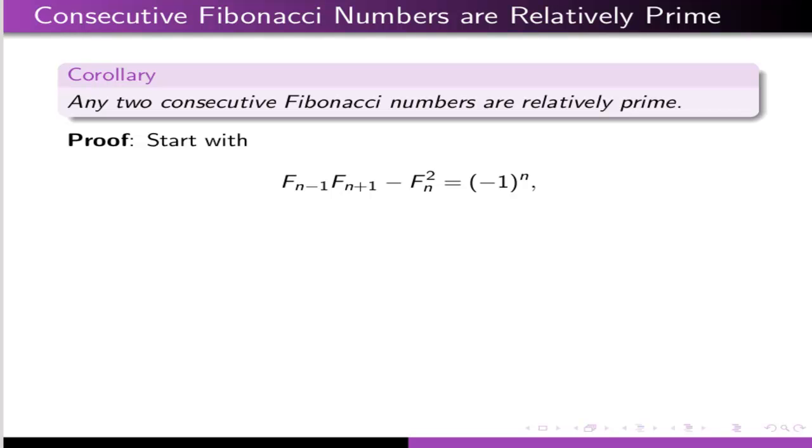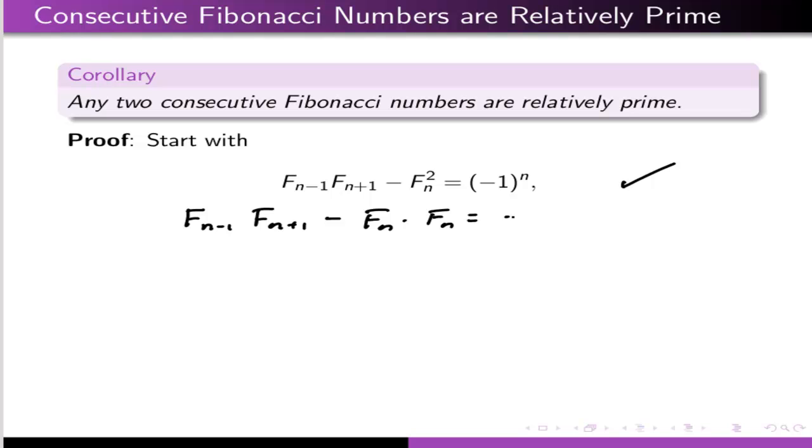Next, I claim that any two consecutive Fibonacci numbers are relatively prime. Any two consecutive are relatively prime. And this is going to be immediate from the relationship we just looked at. So we just proved this fact here, and let me just rewrite it like this.